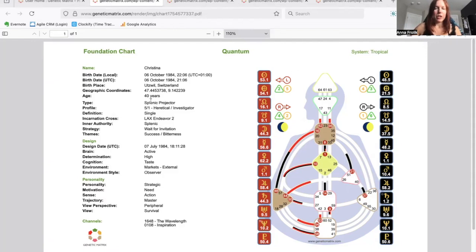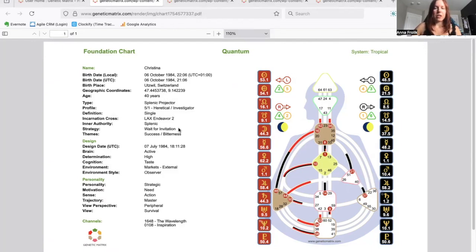First of all, your type: you are a projector, and specifically a splenic projector. So you have splenic authority, and your strategy as a projector is to wait for the invitation. What this basically means is that you are here with very special gifts and very special skills that you're here to share with the world in this lifetime.